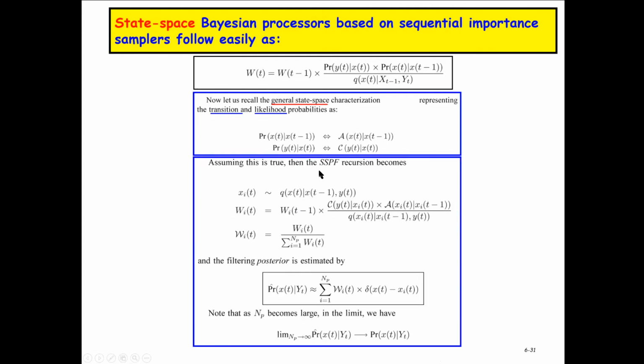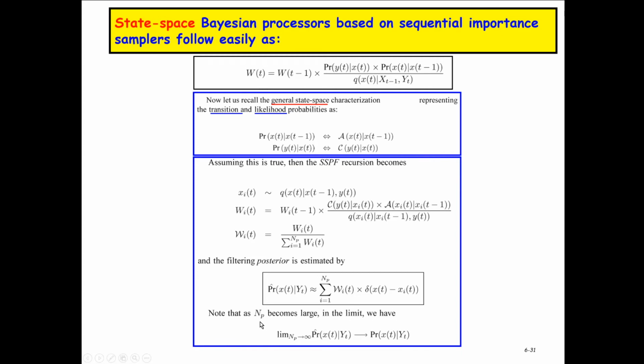So assuming this, the state space particle filter kind of looks like this. You draw a sample of the state from this importance distribution. You have the models for the measurements and the states, and you can then propagate them with this to get the Bayes factor. You normalize that, and you can then use that to estimate your posterior distribution.